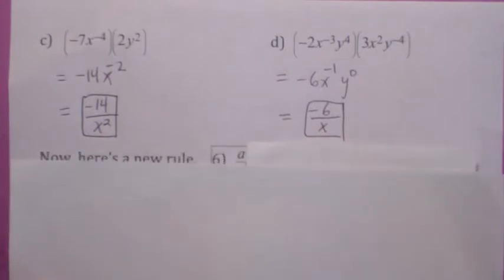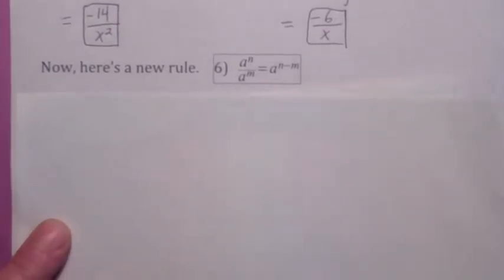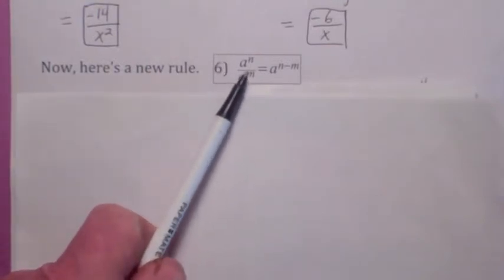Alright, let's keep on going. There's one more rule we're going to introduce here. This rule should make a little bit of sense, I think. Remember when you multiply two things with the same base, you add the exponents?